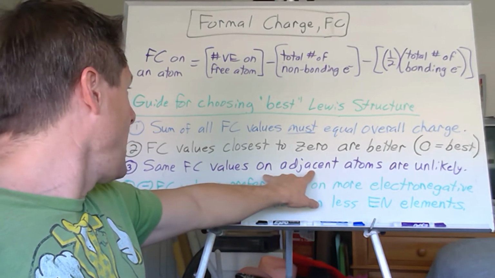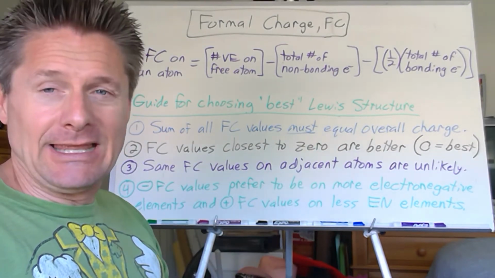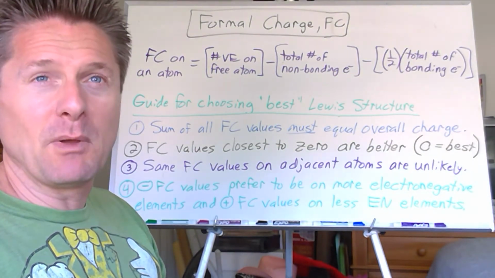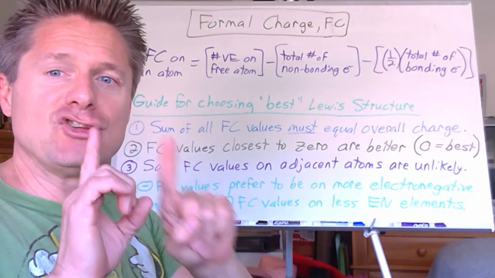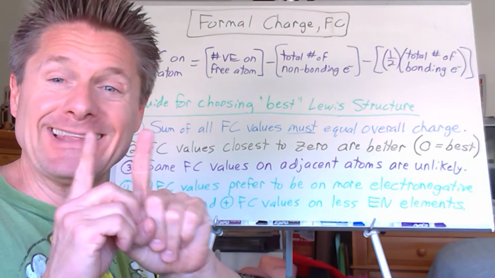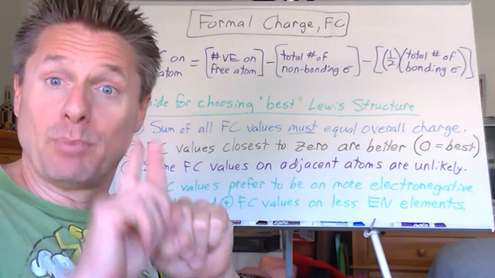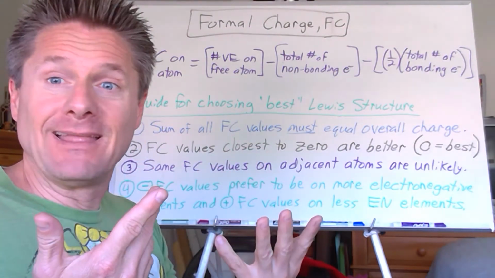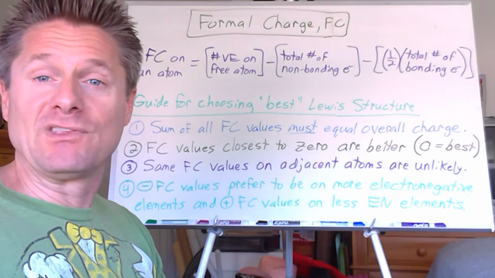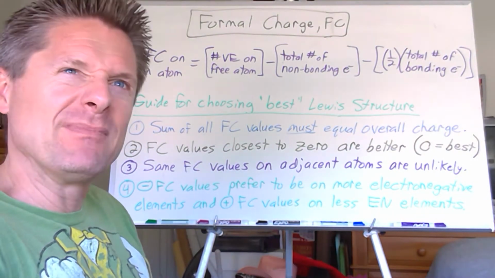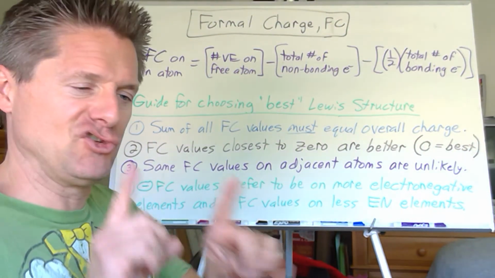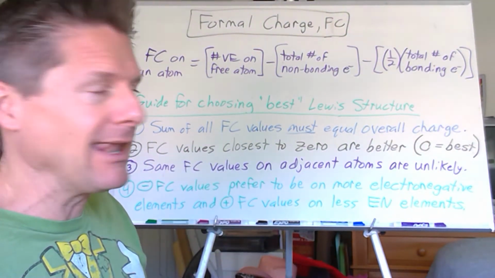So it's unlikely, I guess possible, but highly unlikely to have two exactly the same formal charge values on adjacent atoms. So like a +1, +1, 0. That's highly unlikely to see. I guess it's possible, but not favorable. So 2 -1s next to each other, probably not likely.